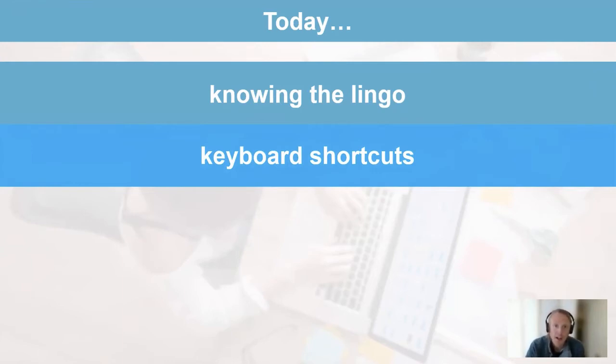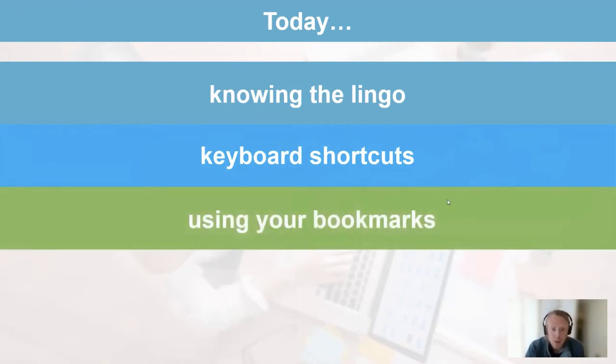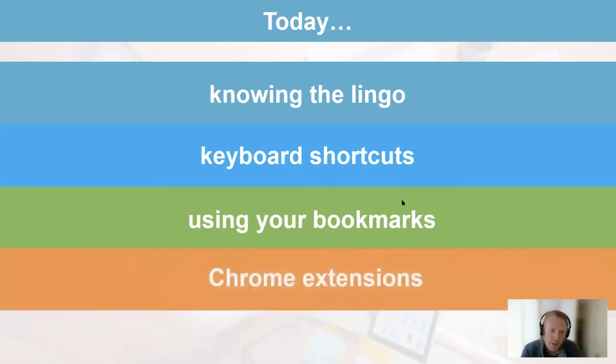Third thing we'll look at is using your bookmarks. This is something that's available on all web browsers, but we're particularly going to focus today on the Chrome browser. And finally, sticking with the Chrome browser, I'm going to talk about some useful Chrome extensions. I won't tell you what an extension is now because I'd be spoiling a question from later on in the presentation, but you will find out more about this later.